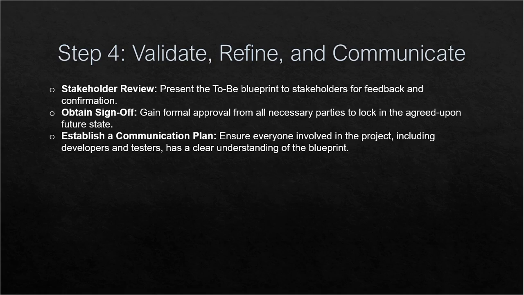So the stakeholder review: present the to-be blueprint to the stakeholders for feedback and confirmation that it satisfies their requirements. Then conduct stakeholder review meetings and workshops with the stakeholders, or UAT sessions with the stakeholders, and show them the blueprints, how it will look like. And then obtain sign-off to gain the formal approval from all the necessary parties on the agreed future state.